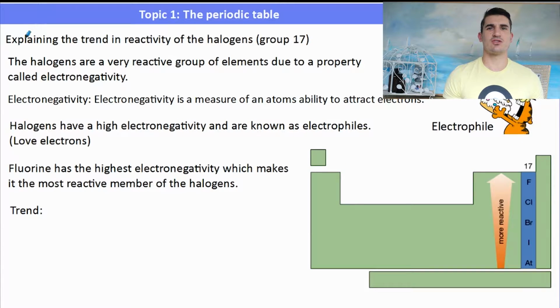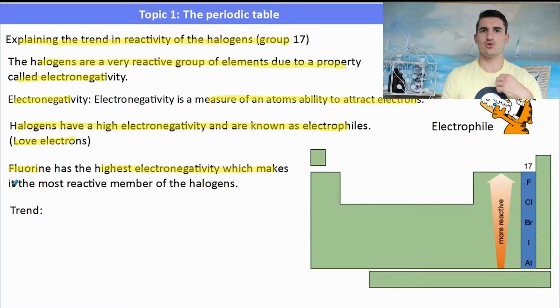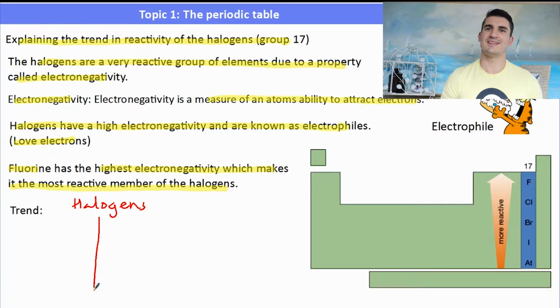If we're asked to explain the trend in reactivity of group 17, we need to introduce this concept called electronegativity. Electronegativity is a measure of an atom's ability to attract an electron. Halogens have a very high electronegativity, and they're known as electrophiles. They want to eat electrons. They want electrons really, really badly. So fluorine has a very high electronegativity, which means it will grab electrons from wherever it can get them. And basically, the more reactive you are, the better you are at grabbing electrons. So fluorine is the most reactive of the group 17 halogens, whereas astatine would be the least reactive of the group 17 halogens.